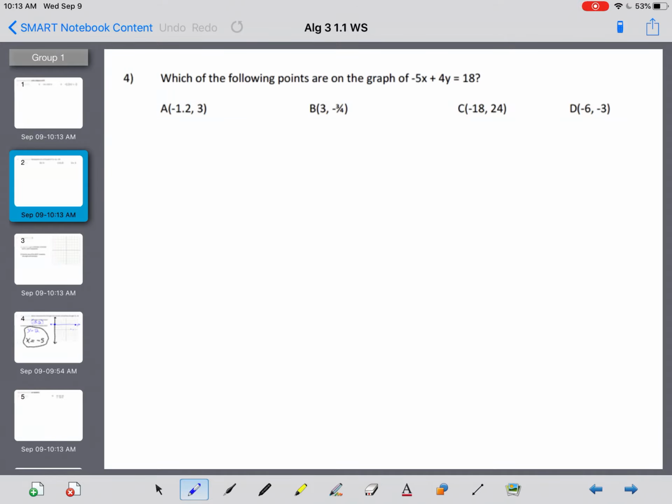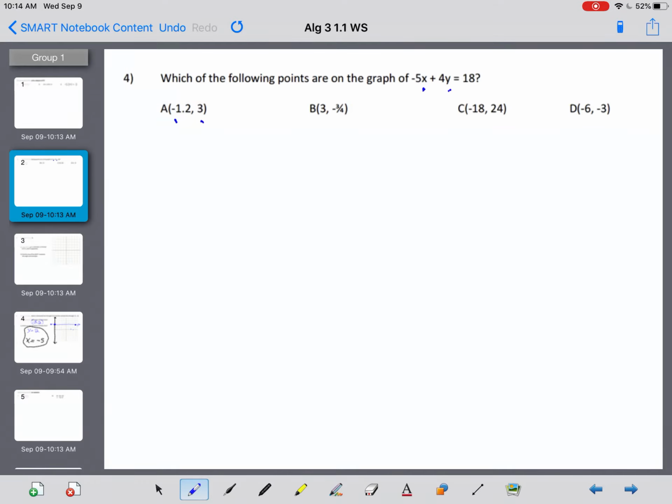I've got a few problems I want to go over from the 1-1 worksheet based on our survey for fourth period. So first of all, number 4 was one. Which of the following points are on the graph of negative 5x plus 4y equals 18? What that is asking us is, if we plug in the x coordinate and the y coordinate, do we get 18?